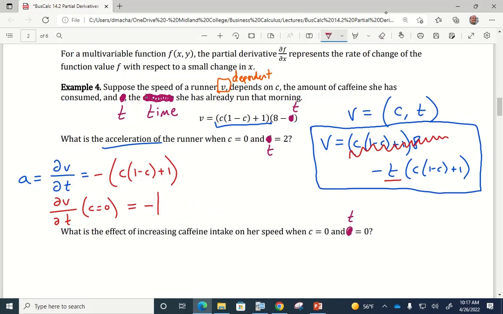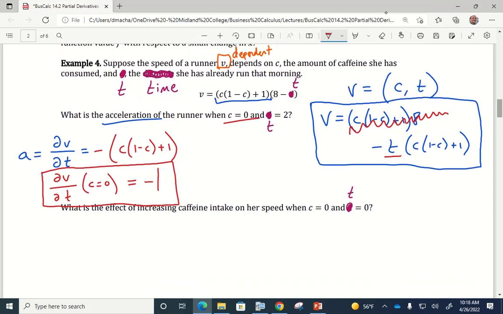So that means if she's had no caffeine that morning, well, I guess it really doesn't matter how long she's been running. If she's had no caffeine that morning, every additional amount of time that she runs is going to decrease her speed by a rate of negative 1. So giving units to it, it would be like negative 1 miles per hour per minute or something like this. I really didn't put units on this intentionally because I didn't want to think about it.